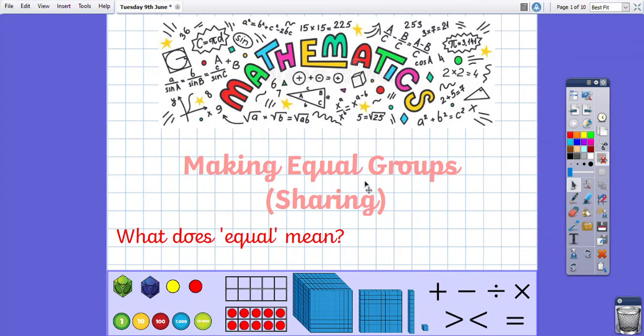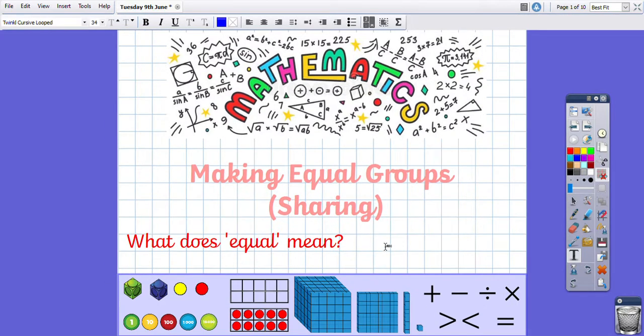Good morning, year 2. So we are moving on from our times tables now, and we are making equal groups by sharing today, okay? What does equal mean? So that's your first question of the day. What does equal mean? Talk to whoever's at home with you, or write it down if you're doing this by yourself. What does equal mean? And then I will type what it means.